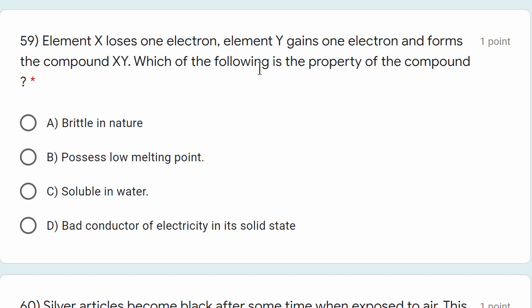But here they have asked which of the following is a property, which means it could be brittle, it could be soluble, it could be a bad conductor. If you actually submit the answer, it shows that possess low melting point is the answer, but it is wrong. Okay, the question is wrong.